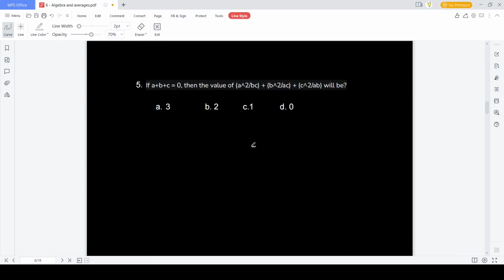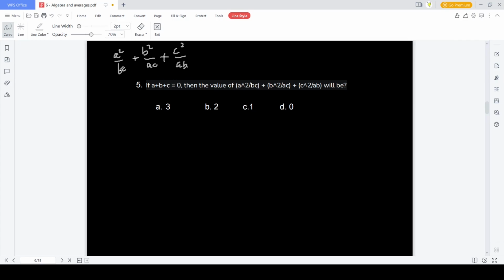If a plus b plus c is equal to 0, what is the value of a square by bc? Okay, I'll write this. They're asking the value of a square by bc. I'll write it on the top. A square by bc plus b square by ac plus c square by ab. Okay, what is this value they're asking?